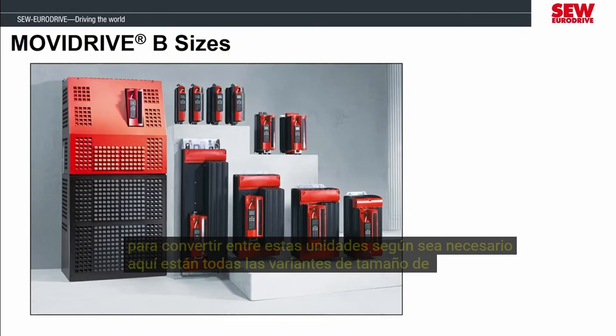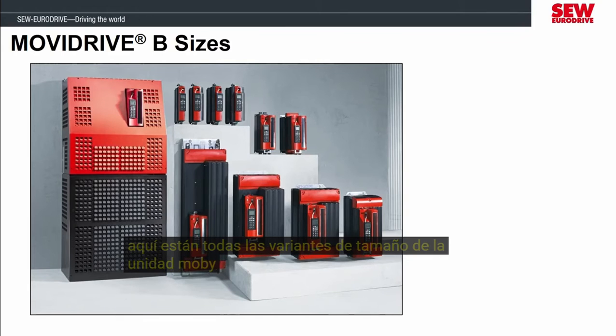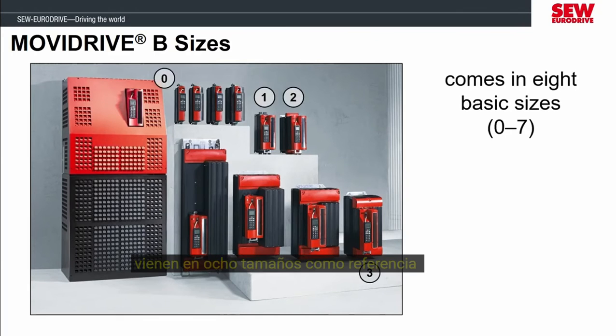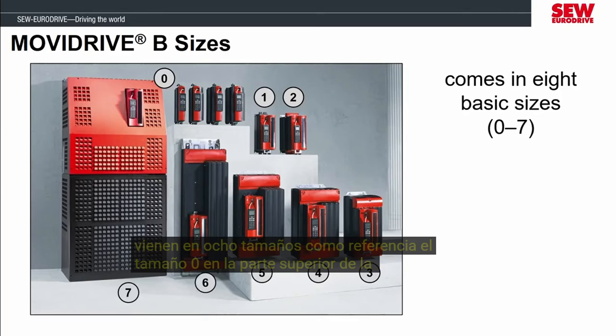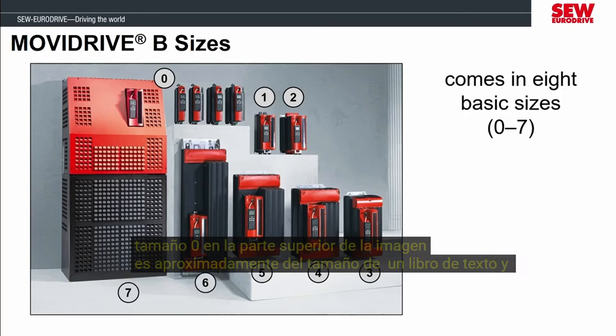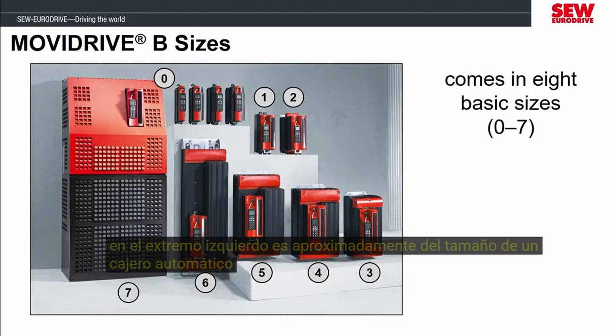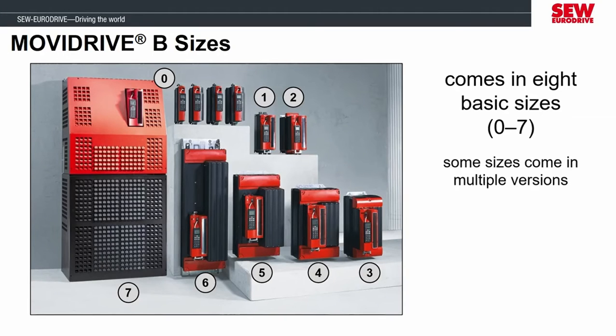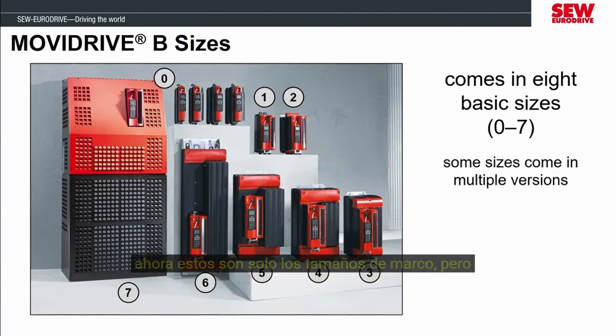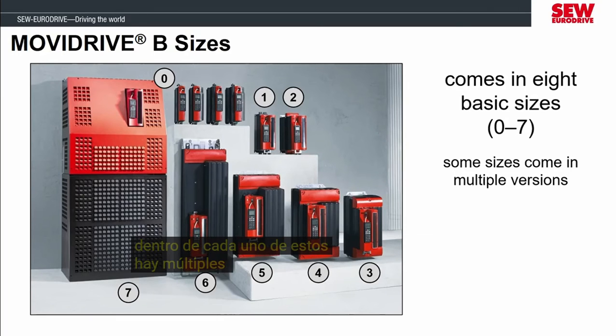Here are all the size variants of the MOVIDRIVE. They come in 8 sizes. For reference, size 0 at the top of the image is about the size of a textbook, and size 7 on the far left is about the size of an ATM. Now these are just the frame sizes, but within each of these is multiple different variants.